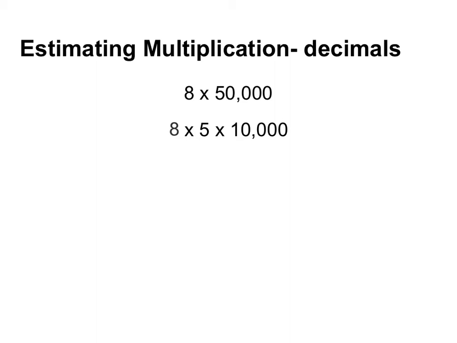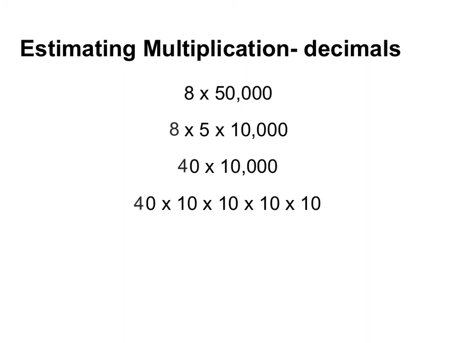50,000 can be broken into 5 and 10,000. And where that's coming from is that the 5 is in the 10,000s place. So there's my 5 times 10,000. Then 8 times 5 is 40. So I now have 40 times 10,000. And 10,000 can be broken into 10 times 10 times 10 times 10. And if you're not really sure, then just sort of start to walk yourself through it.